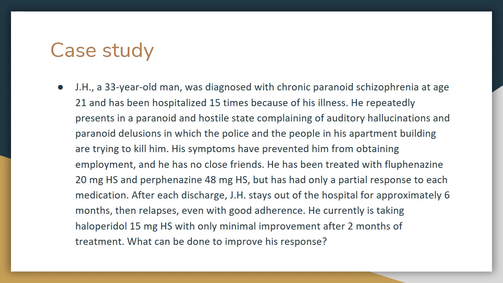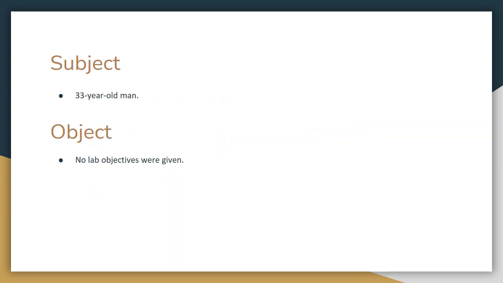He has been treated with fluphenazine 20 mg HS and perphenazine 48 mg HS, but has had only a partial response to each medication. After each discharge, JH stays out of the hospital for approximately 6 months, then relapses. Even with good adherence, he is currently taking haloperidol 15 mg HS with only minimal improvement after 2 months of treatment. What can be done to improve his response? Subject: 33-year-old man. Objective: no lab objectives were given.